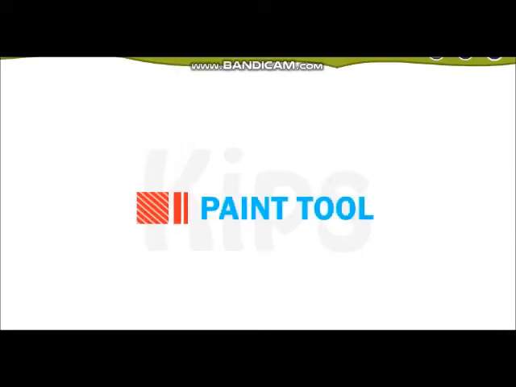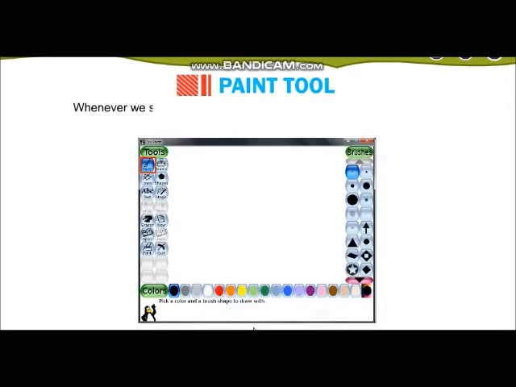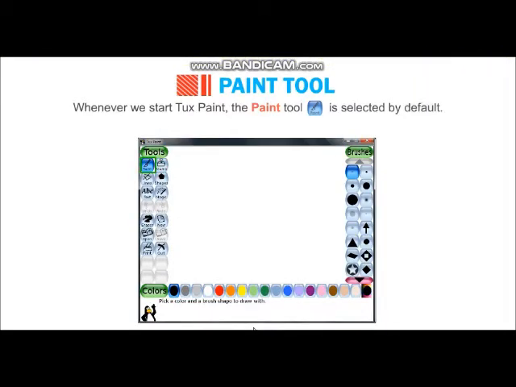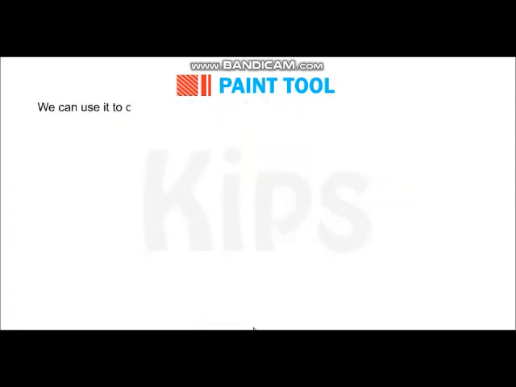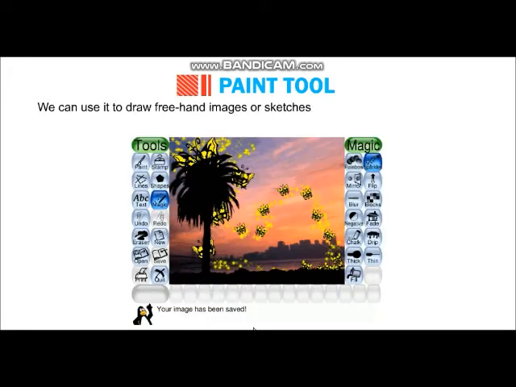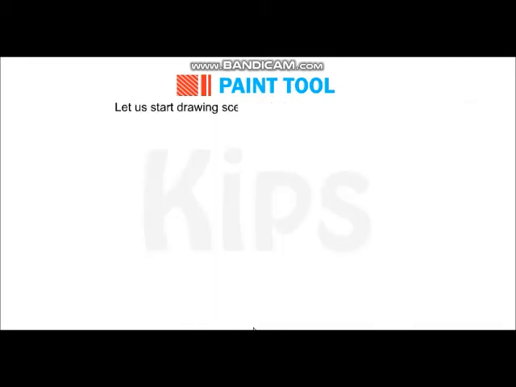First, we shall talk about the Paint tool. Whenever we start Tux Paint, the Paint tool is selected by default. It is used to paint and draw anything that you like. It is similar to the Brush tool in MS Paint. We can use it to draw freehand images or sketches, as well as select various brush shapes present in its sub-toolbox. Let us start drawing scenery using the Paint tool.